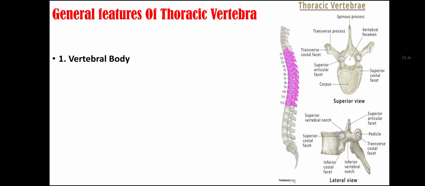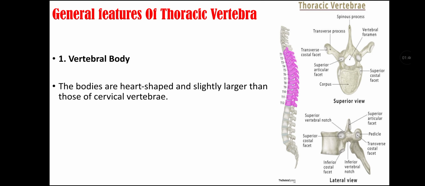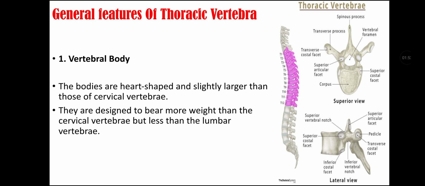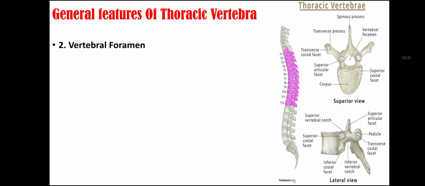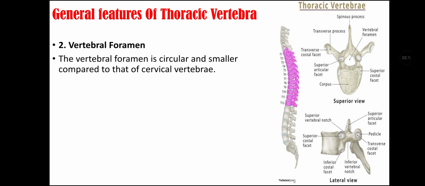So first feature of thoracic vertebra is vertebral body. These bodies of thoracic vertebra are heart-shaped and are slightly larger than those of the cervical vertebra. They are designed to bear more weight than the cervical vertebra but less weight than the lumbar vertebra. Each body has a costal facet that is also called a demifacet on its sides for articulation with the head of ribs. Then the second feature of thoracic vertebra is vertebral foramen. It is circular and smaller compared to that of the cervical vertebra.